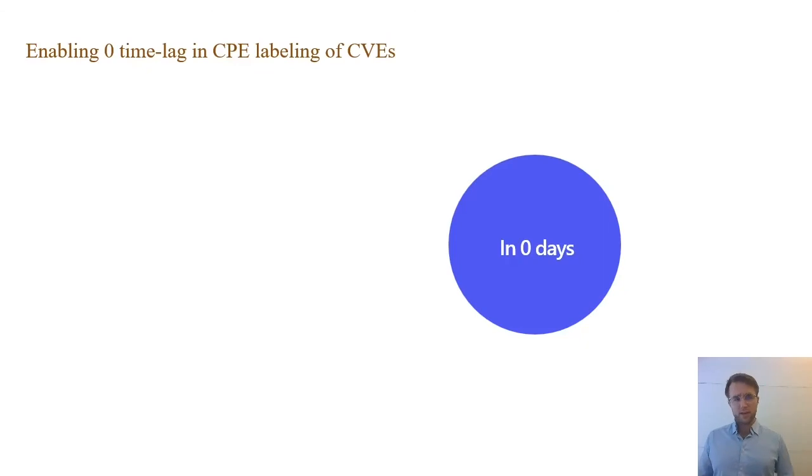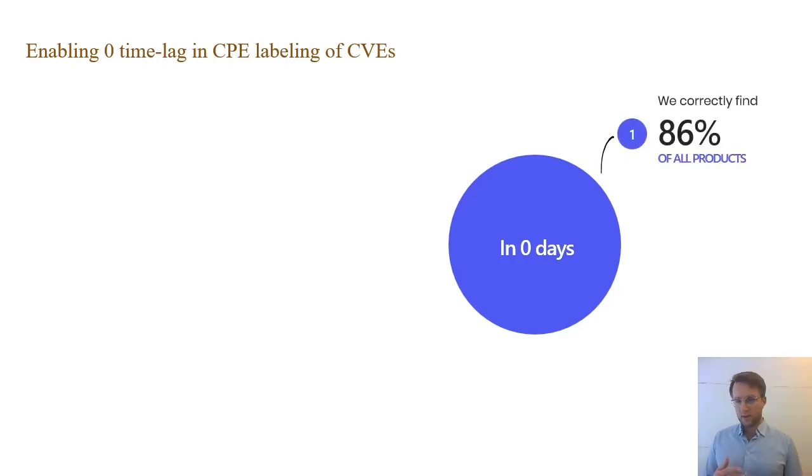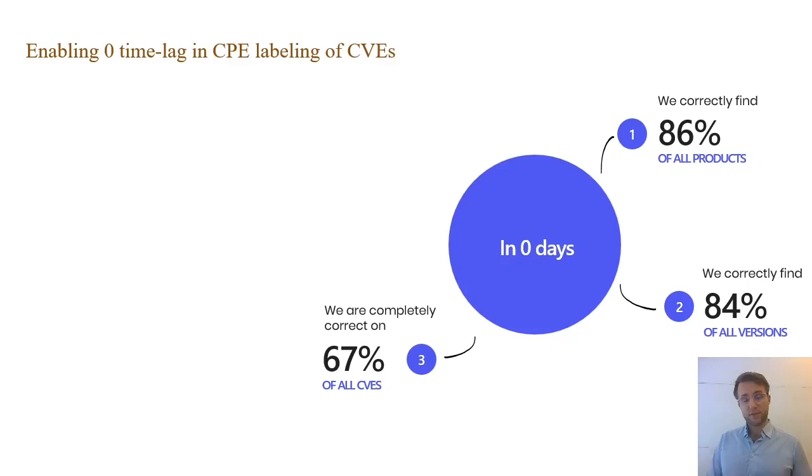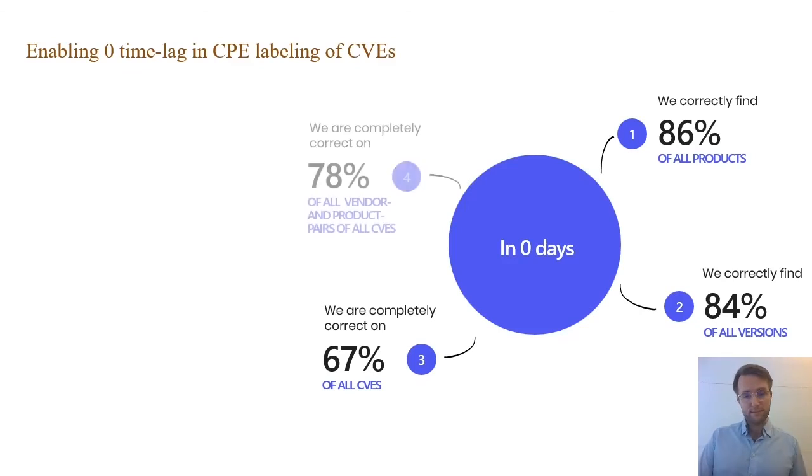So in the end, instead of having a 35-day time lag, we find 86% of the products accurately. We find 84% of all versions correctly, and we could actually replace a human level analysis on 67% of all the cases. And if we don't regard versions, which could be extracted through simple regex if we had the right vendor and product, we found that we could replace humans on a 78% level.